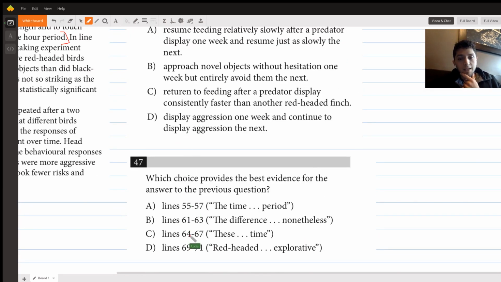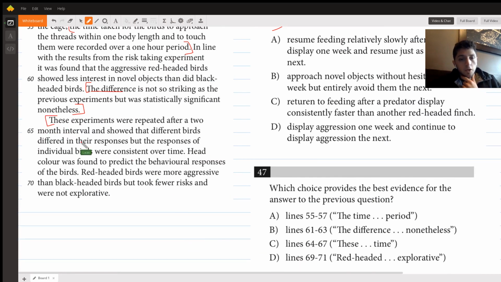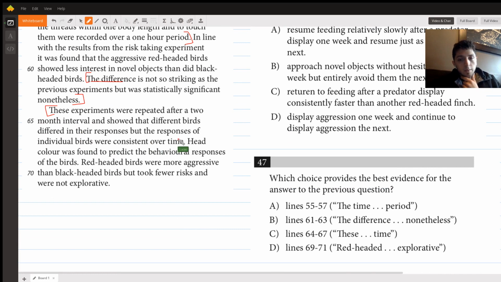Choice C, lines 64 to 67, says these experiments were repeated after a 2-month interval, showed that different birds differed in their responses, but the responses of individual birds were consistent over time. This is telling us that certain birds differed, but an individual bird was pretty standard. This could work. Now, here's the note.